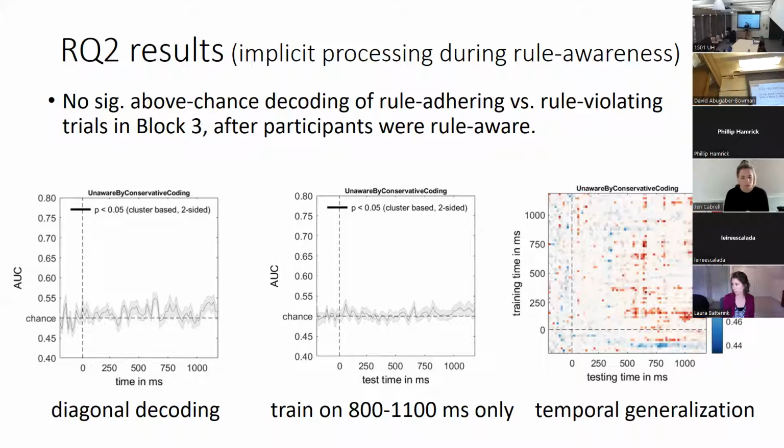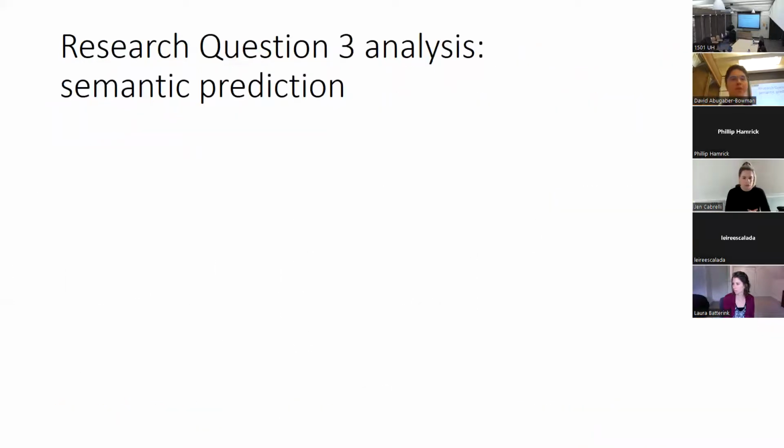So for instance, maybe your neural activity at 200 milliseconds predicts what happens at 500 or 600 or stuff like that. Even though these little red splotches show above chance performance, it's not significantly so when you correct for multiple comparisons. Okay, so there's no results.